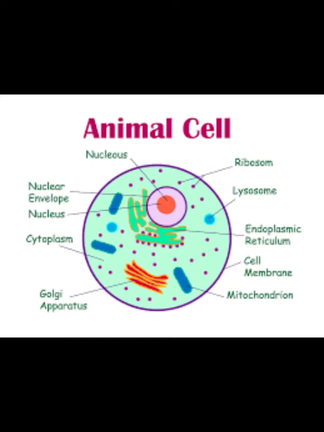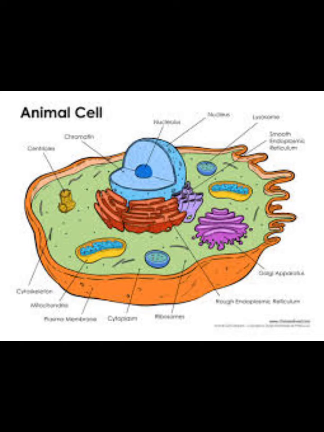Animal cells are eukaryotic cells that have both a membrane-bound nucleus and other membrane-bound organelles. These organelles carry out specific functions that are needed for the normal functioning of the cell. Plant and animal cells are similar in that they are both eukaryotic and have similar types of organelles.